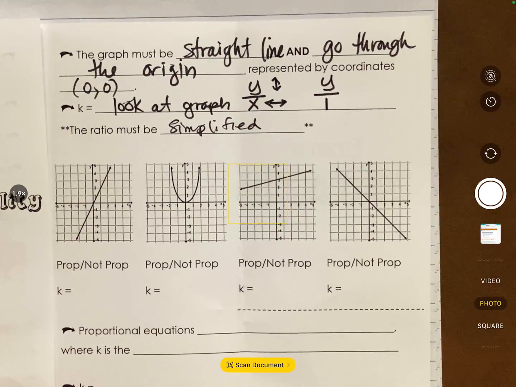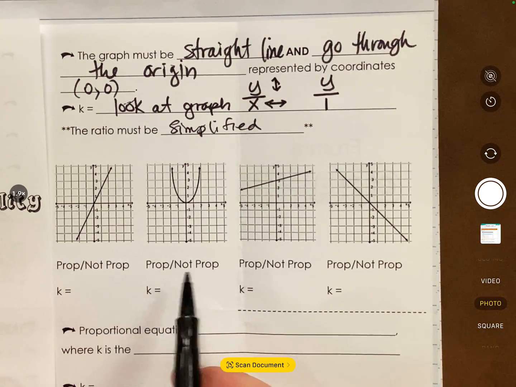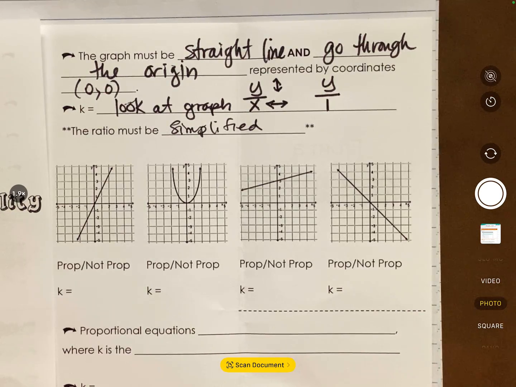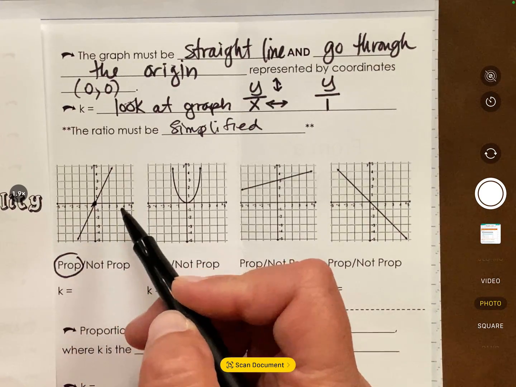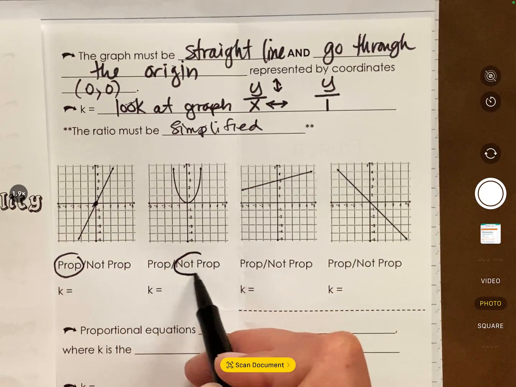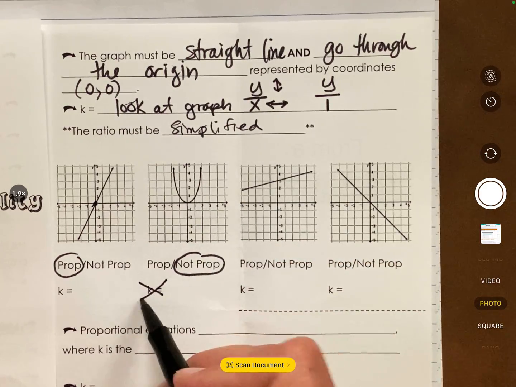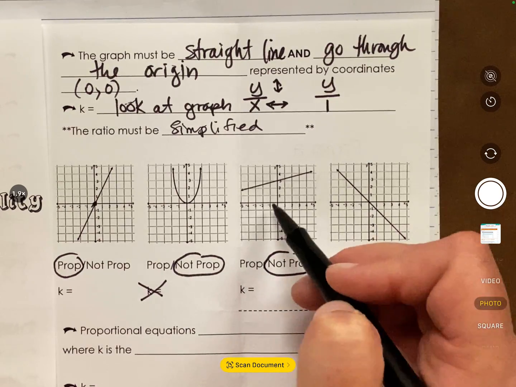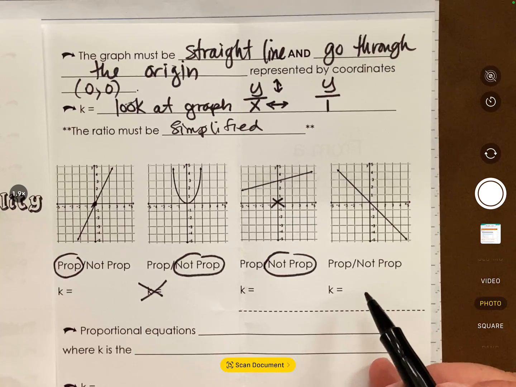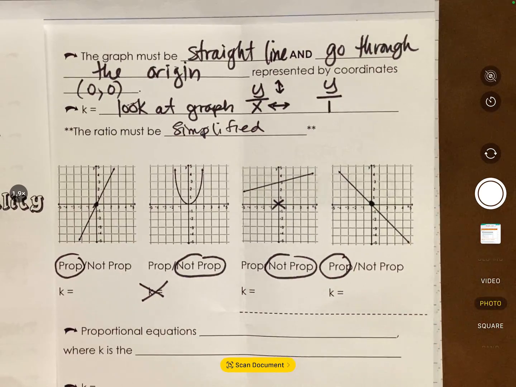Okay, let's take a quick look here. I want you to pause for just one moment and circle proportional or not proportional. Okay, you should have circled the first one is proportional. It goes through 0, 0, and it is straight. The second one, not proportional. It is curved, and so it is therefore no K. The third one, also not proportional because it does not go through 0, 0. And finally, the last one is proportional. It does go through 0, 0 and is straight.